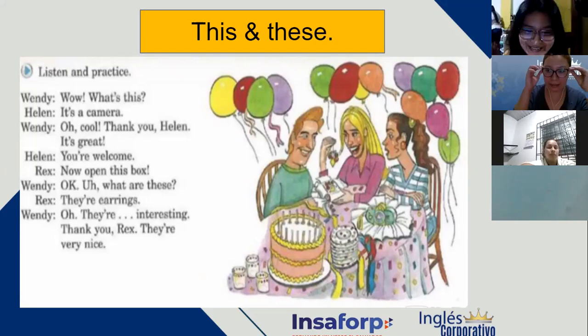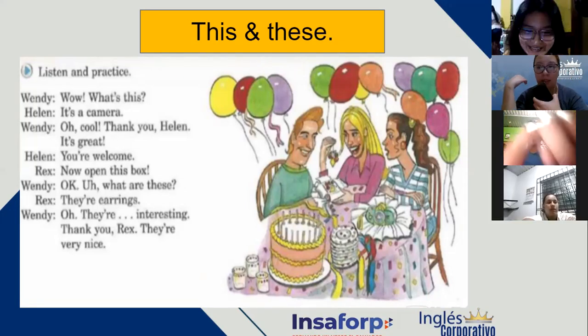Por ejemplo, lentes. Sería, these are my glasses. Vuelvo y repito la parte de estirar. These are my glasses. Or this is my cell phone. Para el singular, no abro mucho la boca. Para el plural, sí abro la boca. Right? That's the difference. So, we have a conversation between Wendy, Helen, and Rex.